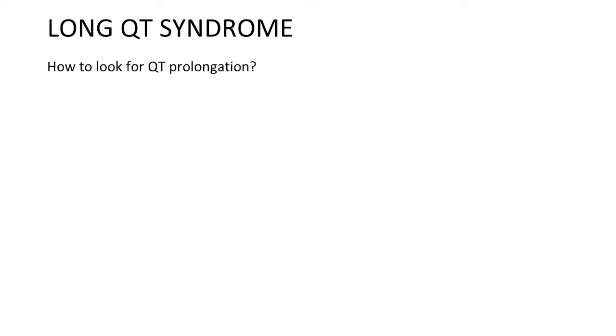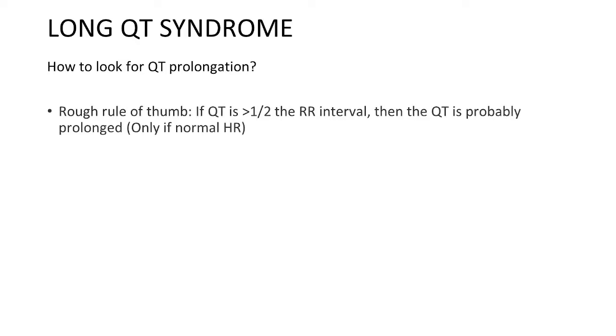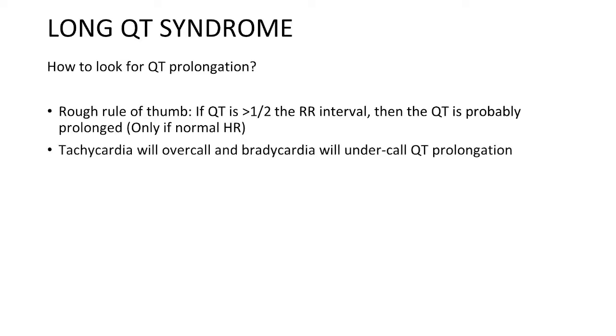First of all, how can we look for QT prolongation on a normal ECG? How do we know that on eyeballing? Basically, look between the RR intervals. If the QT is more than half of the RR interval, then roughly we can estimate that the QT is prolonged. But this is only possible if the patient has a normal heart rate. If the patient has tachycardia, it will overestimate the QT prolongation, and if bradycardia, it will underestimate the QT prolongation.